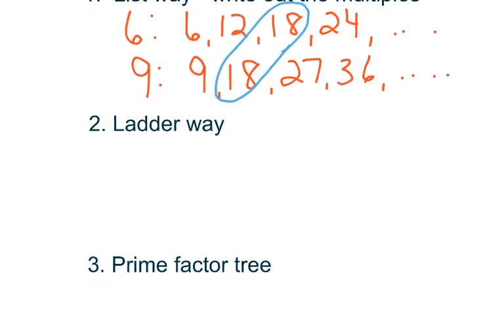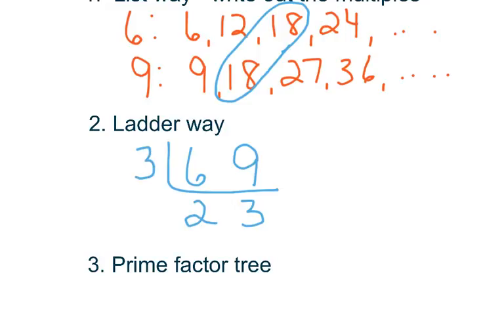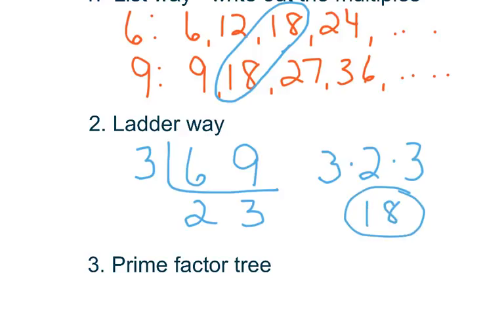Another way to do it would be the ladder way. So for 6 and 9, I'm going to use my ladder. I can divide both of these by 3. And when I look at my horizontal row, my 2 and my 3, I can't divide any other factors into those. So I am going to multiply the left side plus the horizontal base all together. 3 times 2 is 6, times 3 is 18. And again, we have 18.